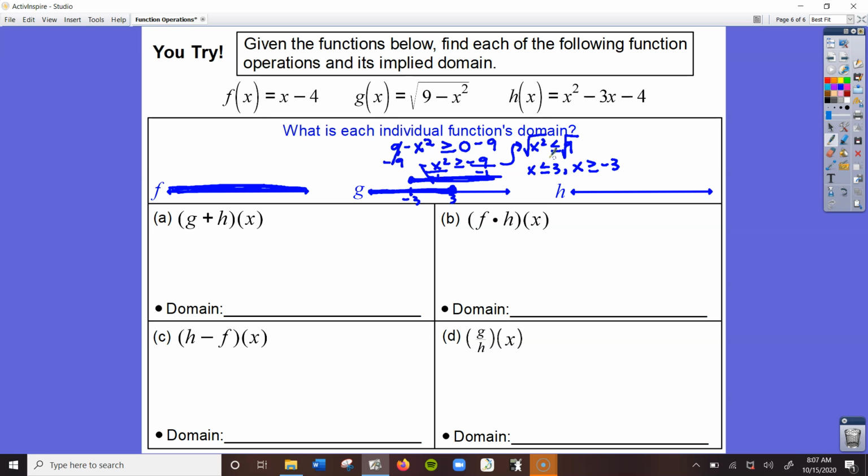That means that the domain for the square root of 9 minus x squared is everything in the middle, because this is where it overlaps. So I'm just going to put it in red so that we can see in total what the domain would be.